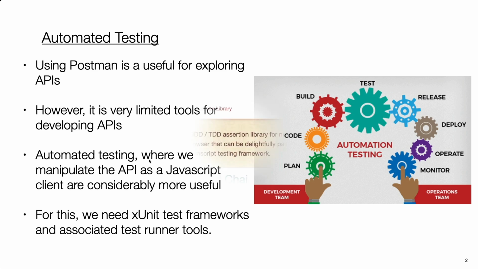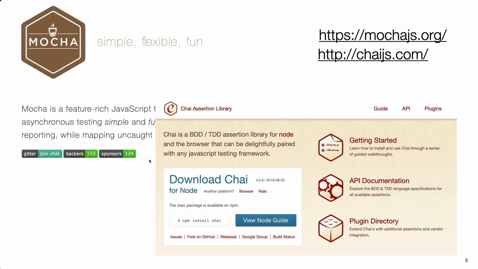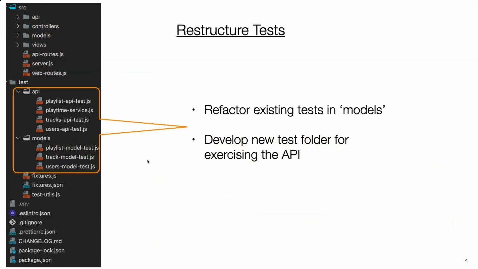QA procedure. We already have Mocha and Chai in our project. The infrastructure is already there, so we're just leveraging that, really. And as we mentioned earlier, we're building a new suite of tests now, and these new suite of tests are coming in here to exercise the API.